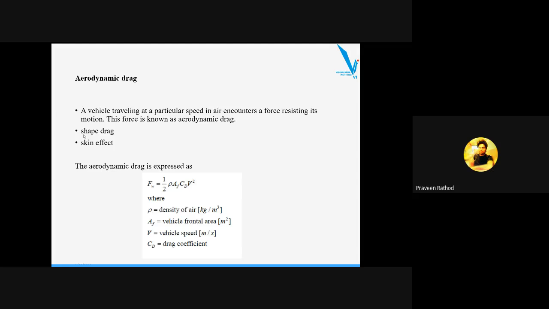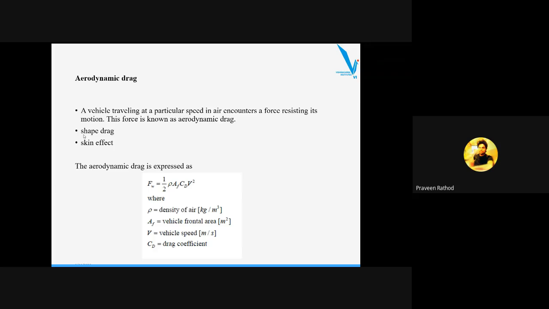Okay, so the speed difference between two air molecules produces friction. That friction results in the second component, that is aerodynamic drag. Okay, and this drag is known as the skin effect. We call it the skin effect.